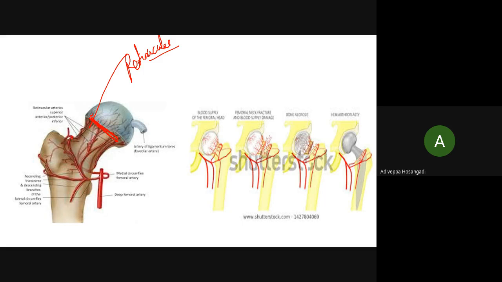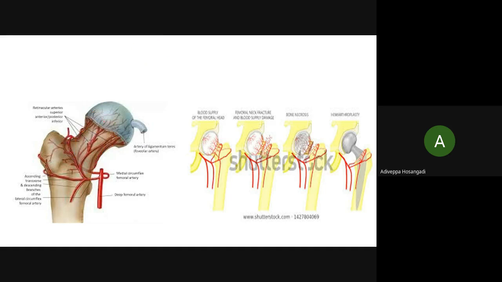Rings are like a finger ring, where there are multiple anastomoses. From here they enter into the head. So till here, till here, till here, it was on the surface of the neck. From here, it gets into the bone. It gets into the bone.